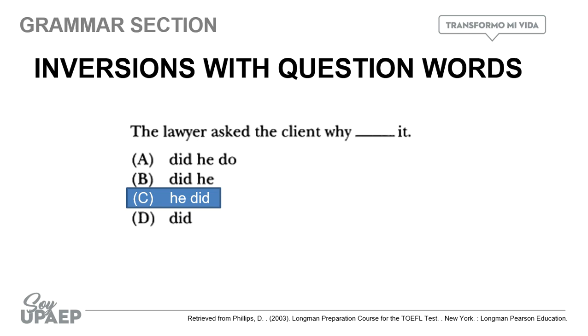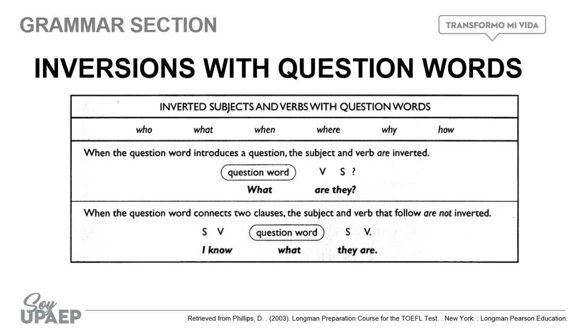Okay? So this is how inversions with question words work. This can happen when you have question words like who, what, when, where, why, and how. So remember, if you have a clause before the question word, you don't need an inversion. But if you have a normal question, of course, there is going to be an inversion, okay? For example, what are they? That is a normal question. There is an inversion. But in the next one, I know what they are. Well, in that situation, you already have a clause before the question word, so you don't need an inversion.